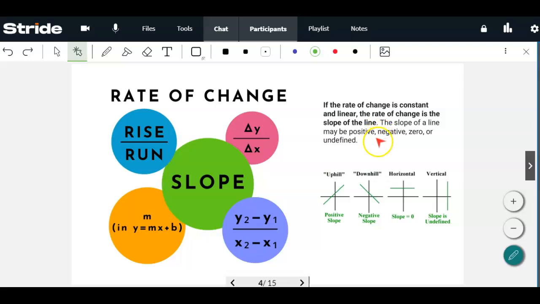The slope of a line may be positive, negative, 0, or undefined. We talked about that. This shows positive, negative, 0, undefined. Again, I want to repeat this: if the rate of change is constant, the same rate of change, and linear, a straight line, the rate of change is the slope of the line.